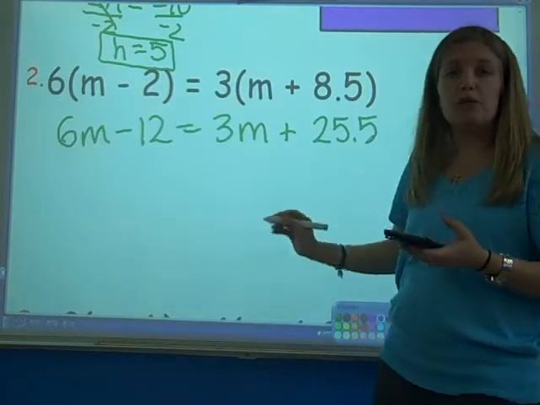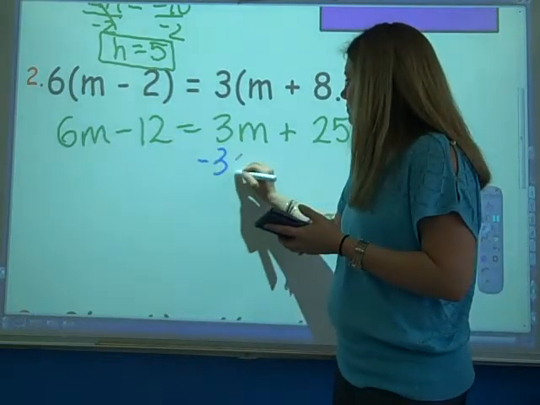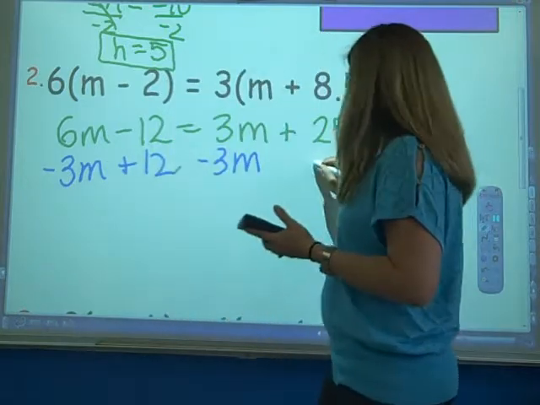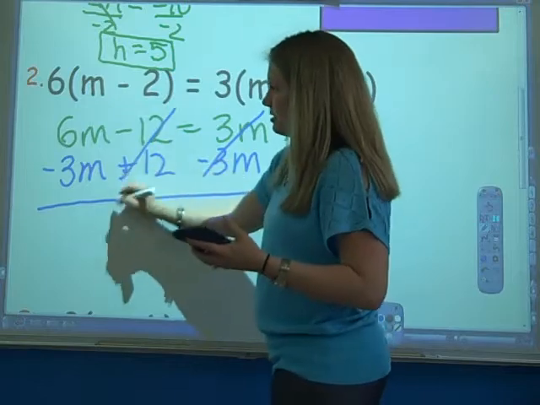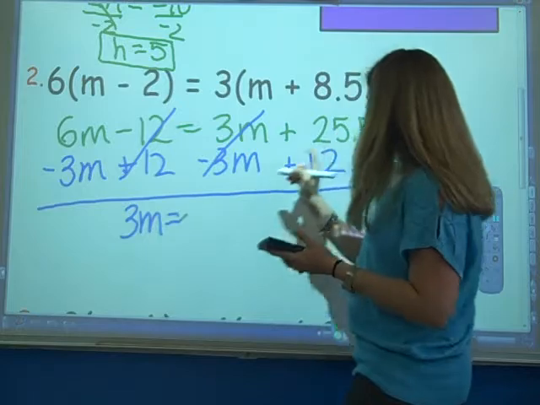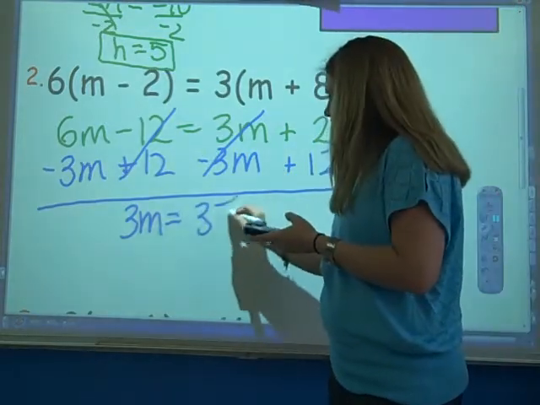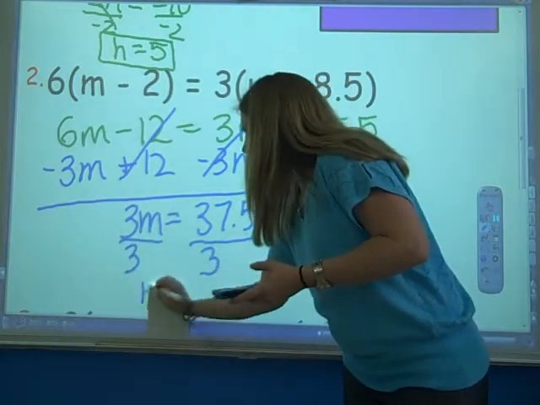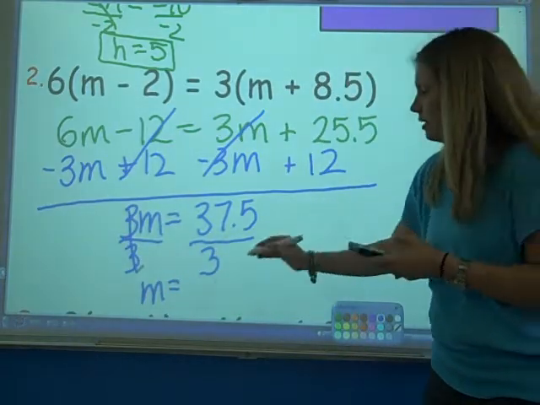Collect your like terms. I'm going to do this in one step. I'm going to subtract the 3m over. At the same time, I'm going to add 12 to both sides. This cancels out and that cancels out. 6m minus 3m is 3m. 25.5 plus 12 is 37.5. Divide both sides by 3. m equals 12.9.